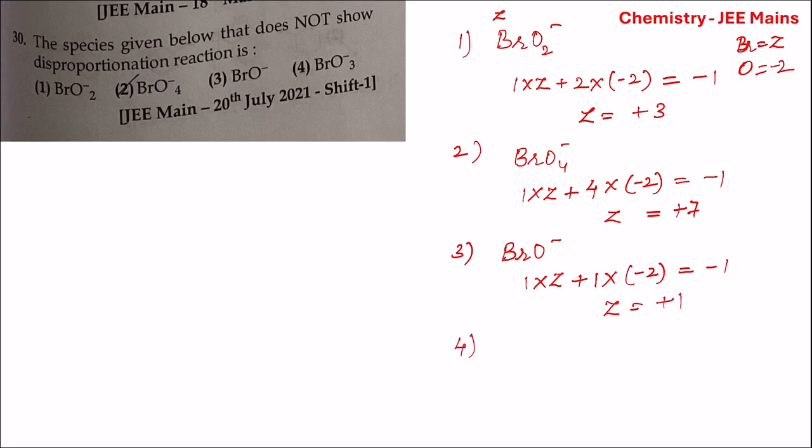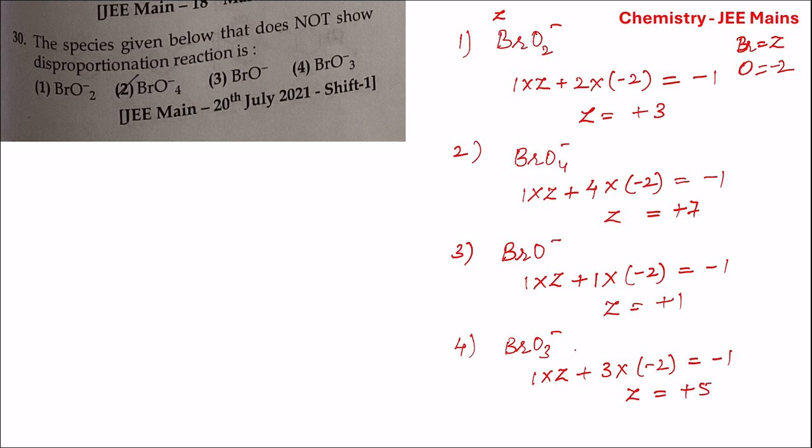Fourth, BrO3 minus, the number of bromine atoms 1 multiplied by the oxidation number of bromine, that is Z, plus the number of oxygen atoms 3 multiplied by the oxidation number of oxygen, that is minus 2, and this is equal to minus 1. So Z is equal to plus 5. Solving this equation, Z is equal to plus 5.